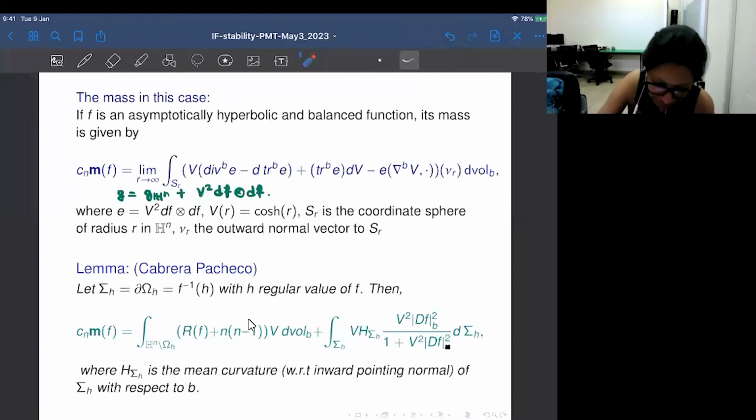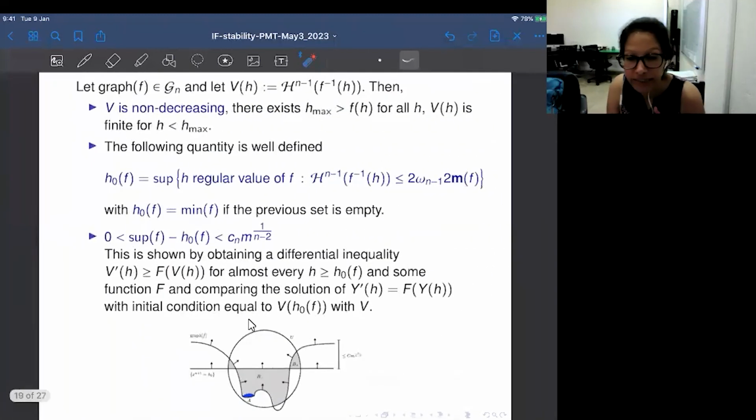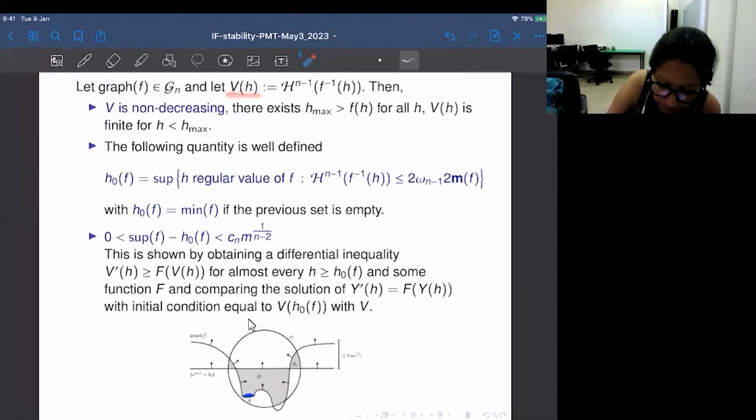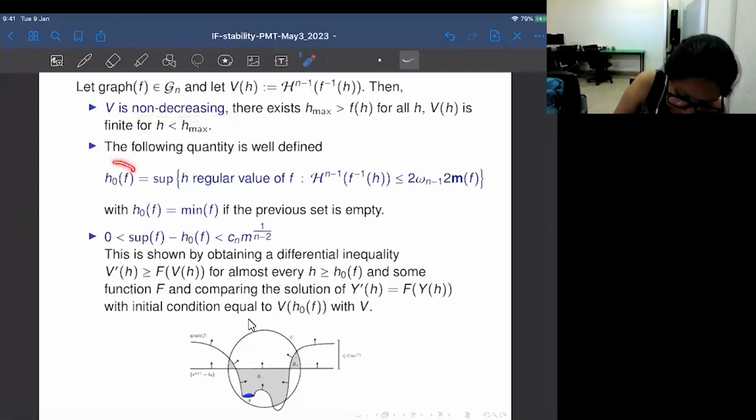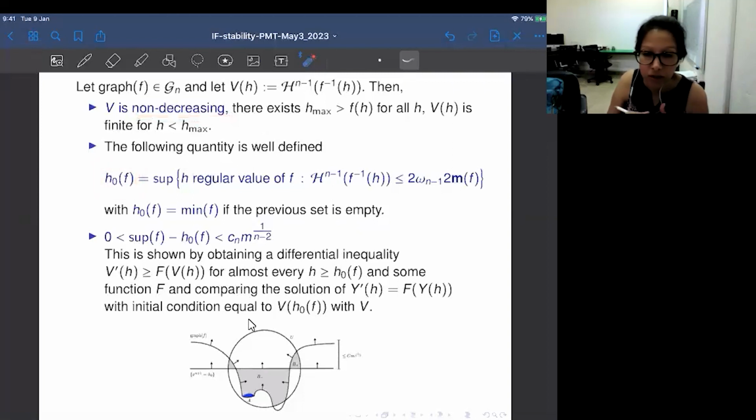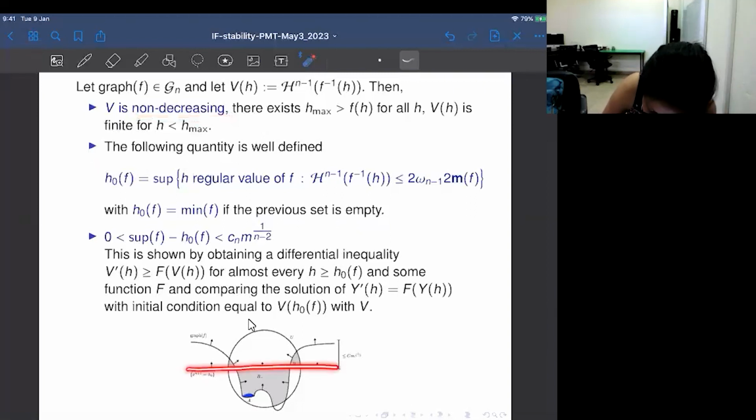Okay. And with this nice expression for the mass of a graphical asymptotically hyperbolic manifold, what Cabrera Pacheco showed, and this is actually very similar to what Huang and Lee show, is the following. If one studies the volume of the level sets of the function f, what one can prove is that this volume will be non-decreasing. And because it's non-decreasing, one can actually define this H0 of f. So H0 of f is going to be a height. So this is the height.